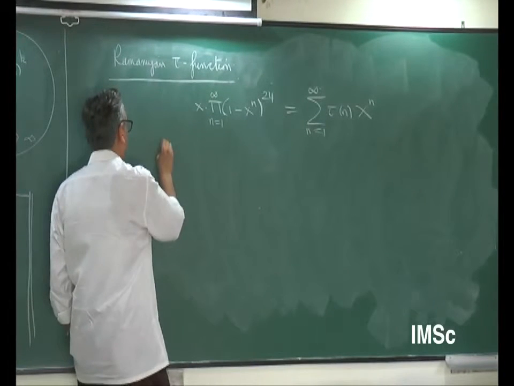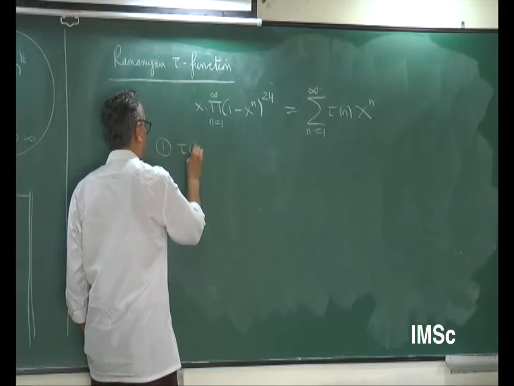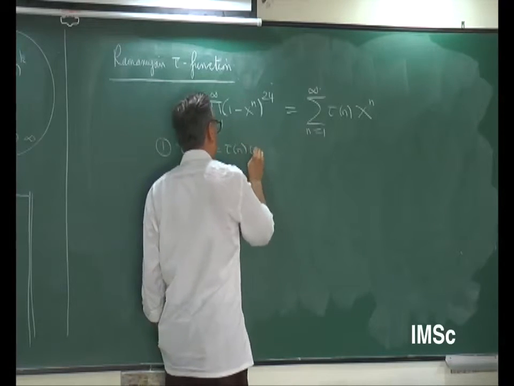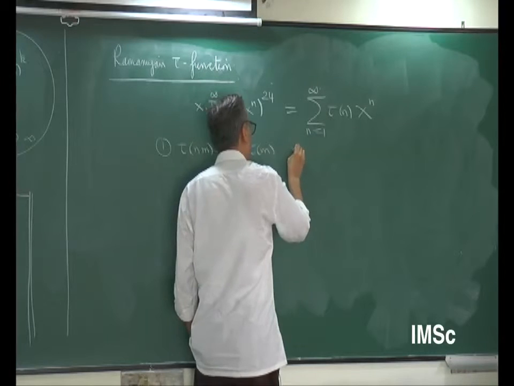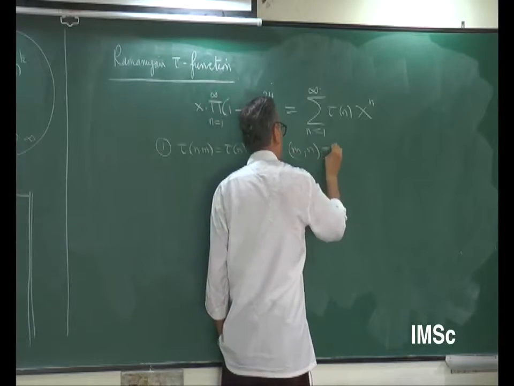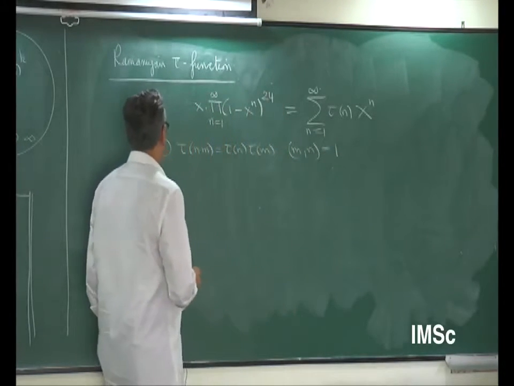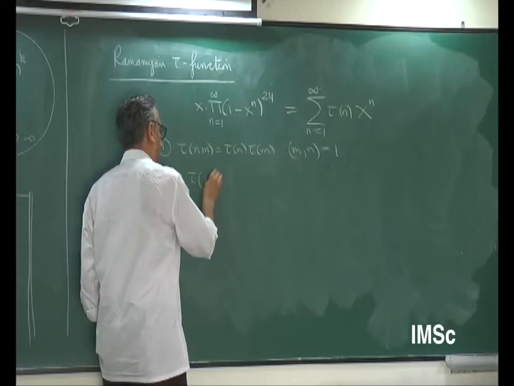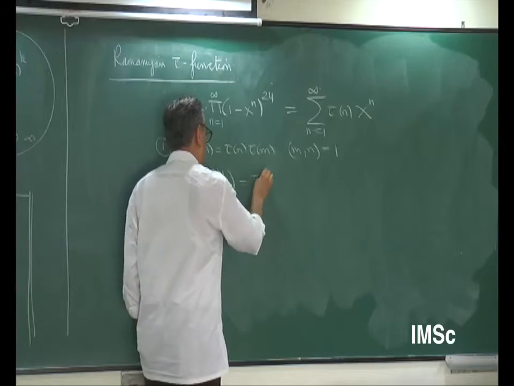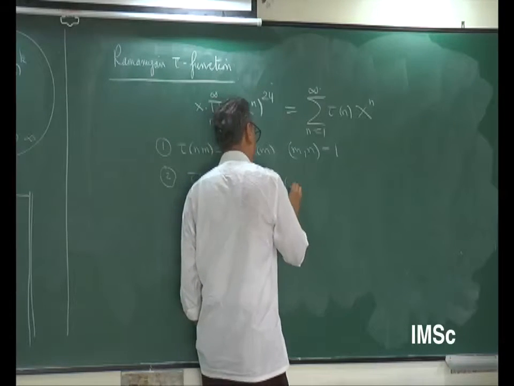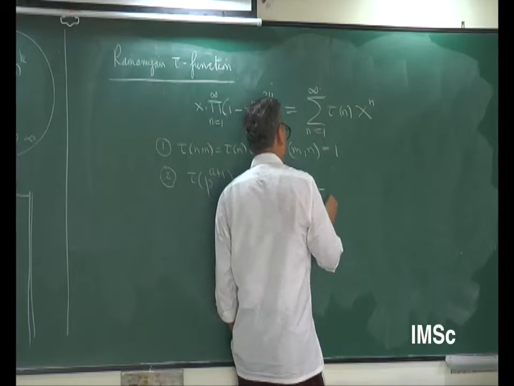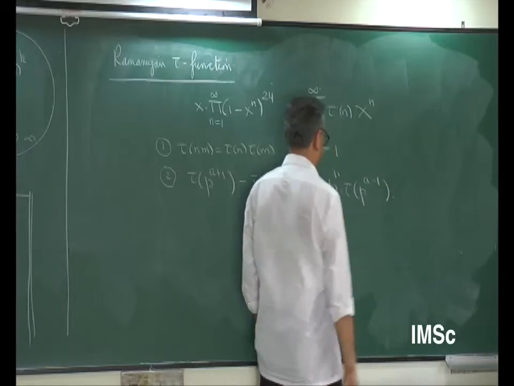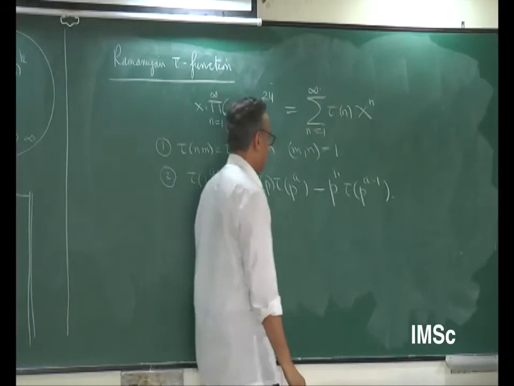And he made a bunch of conjectures. The first conjecture was that tau of n times tau of m is tau of nm, whenever m and n are relatively prime. And the second conjecture was that tau of p^(a+1) is tau of p times tau of p^a minus p^11 tau of p^(a-1), for every prime p.